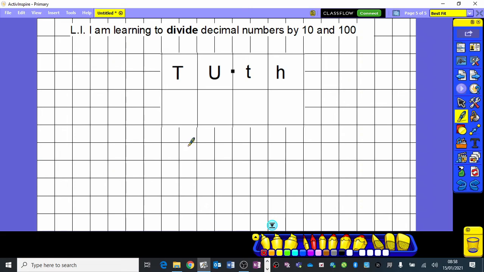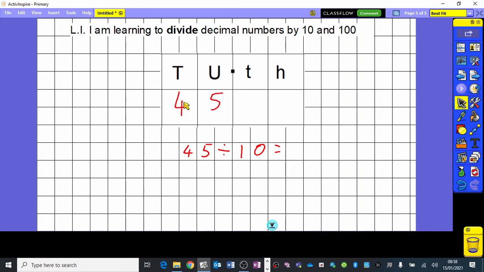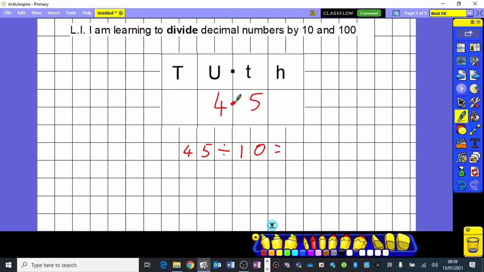So let's start off with 45 divided by 10. We'll write our 45 in, and we're dividing it, so it's all going to become smaller, and it's going to become smaller by 1 place, because we're dividing by 10. So there we go. Forgot our decimal point here, but it's going to become 4.5.